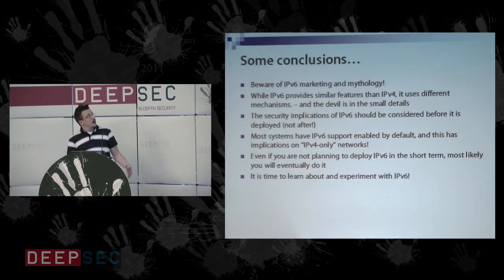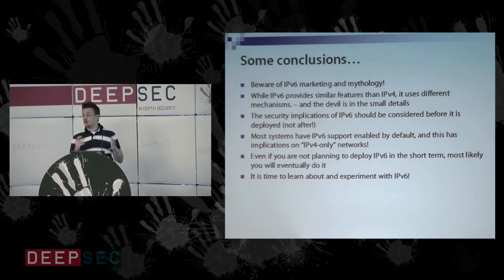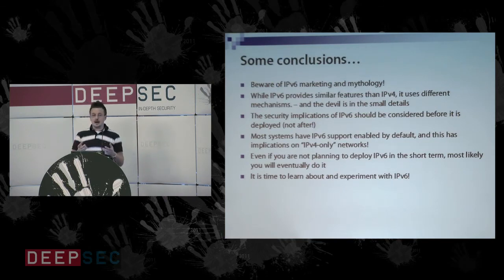Conclusions? First of all, beware of V6 marketing and myths. There are lots of people that try to sell IPv6 with properties that IPv6 is supposed to have but doesn't really have. V6 basically provides the same functionality as before, but the details are a little bit different, and sometimes those small differences make a big difference when it comes to security. And again, the idea is that even if you are not planning right now to deploy IPv6, you should have it in mind because your network has at least partial support for IPv6, and it's very likely that you are going to deploy it in the near term.